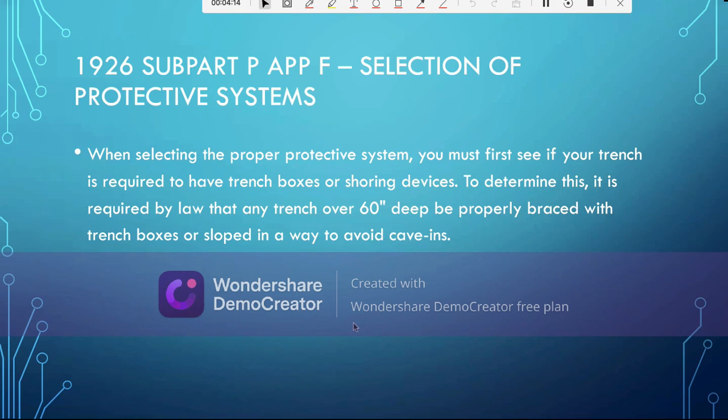1926 Subpart P, App F, Selection of Protective Systems. When selecting the proper protective system, you must first see if your trench is required to have trench boxes or shoring devices. To determine this, it is required by law that any trench over 60 inches deep be properly braced with trench boxes or sloped in a way to avoid cave-ins.